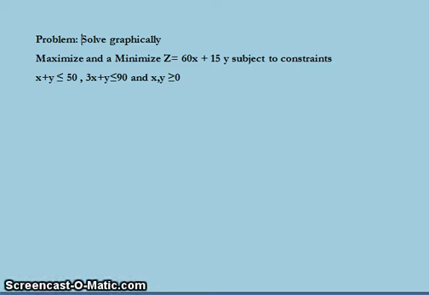The problem states: solve the following linear programming problem graphically. Maximize and minimize Z equal to 60x plus 15y subject to the constraints x plus y is less than or equal to 50, 3x plus y is less than or equal to 90, and x and y are both greater than or equal to 0. The first thing that we need to do is to convert the given linear constraints into equalities, and thus we have the equations x plus y equal to 50 and 3x plus y equal to 90. Now we are going to draw the lines satisfying these two equations.